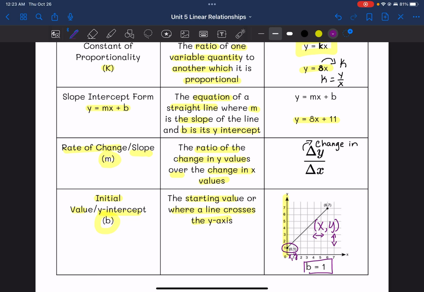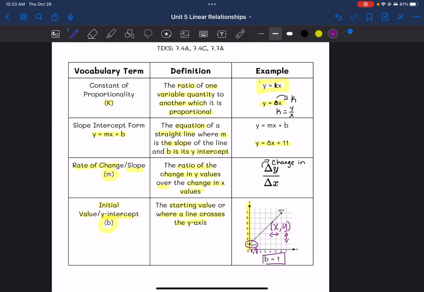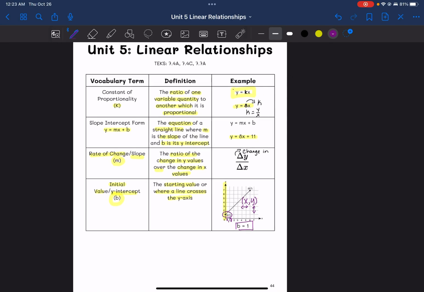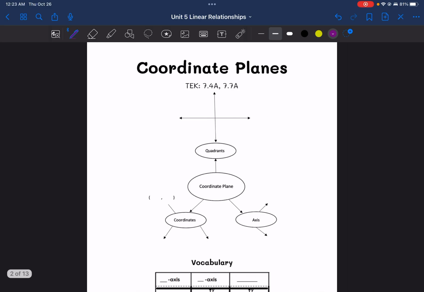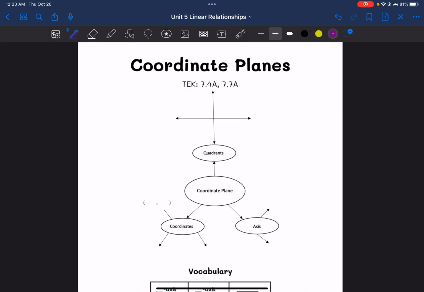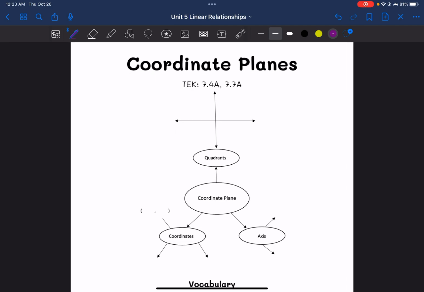It crosses the y-axis. All right, let's go ahead and go to page 45, okay? Take a pause if you need to. All right, here we go. This is page 45, all right? So let's first take a look at all of this, okay?